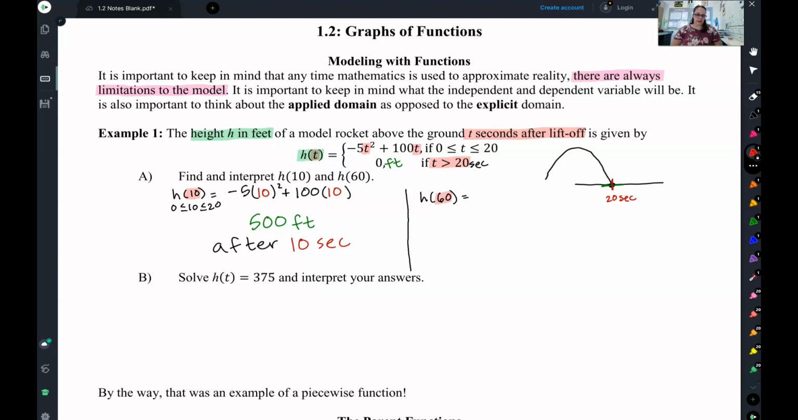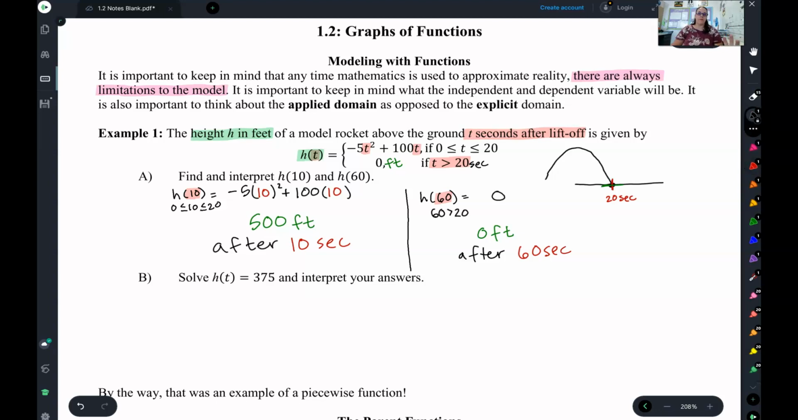So now we'll go to 60. 60 is greater than 20. So we're going to put it into this equation, the 0. Meaning, since 60 is after 20 seconds, the height of the rocket is 0 feet because it's already hit the ground and it stayed there. So 0 feet after 60 seconds. So we found the answers and we interpret them in terms of the situation, what's going on.